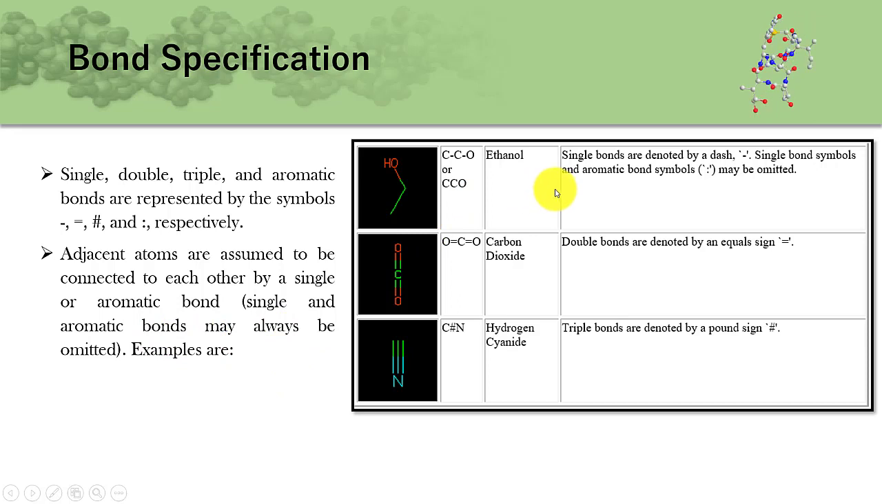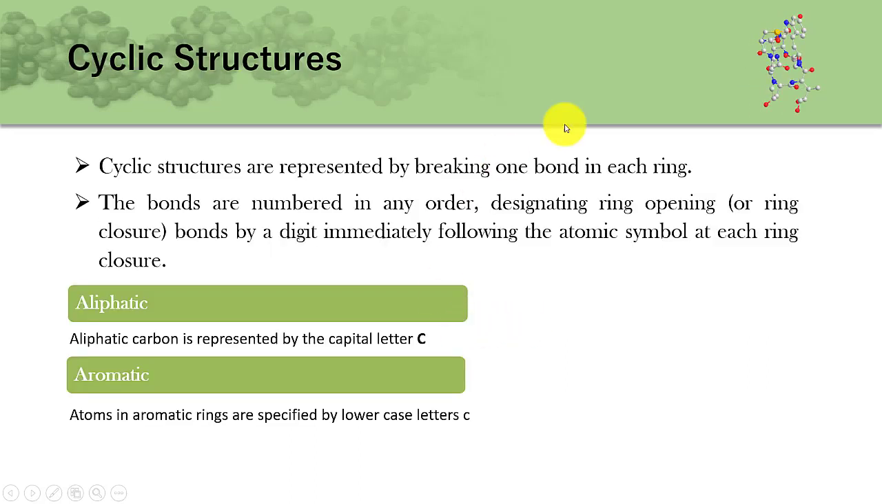So let's see these examples. The structure of ethanol can be represented as C, single bond C and single bond O. And carbon dioxide is denoted by an equal sign in between. And in the third one, since hydrogen cyanide has a triple bond, it should have a notation of hash in between carbon and nitrogen. Next, we'll discuss how to specify the cyclic structures with the help of SMILES specification rules.